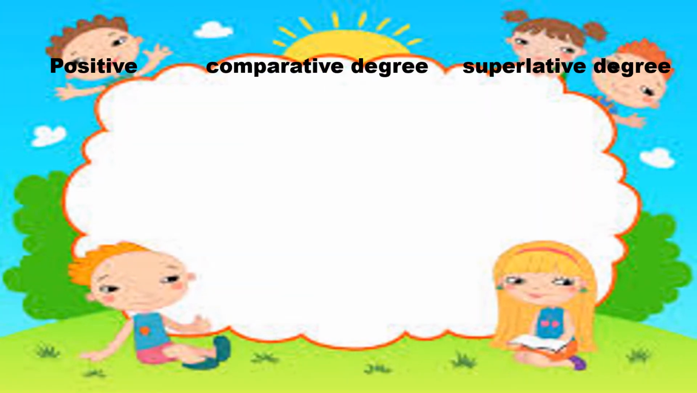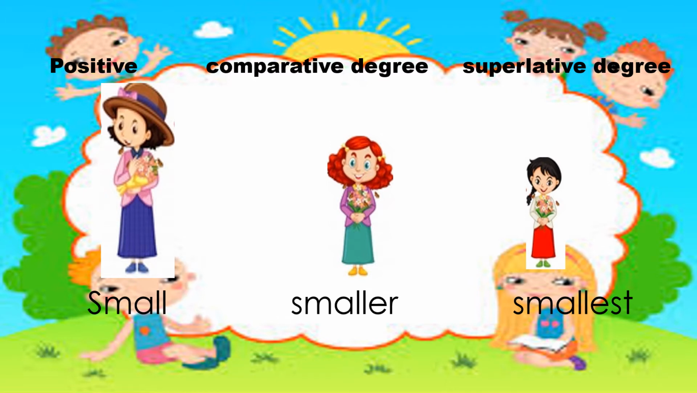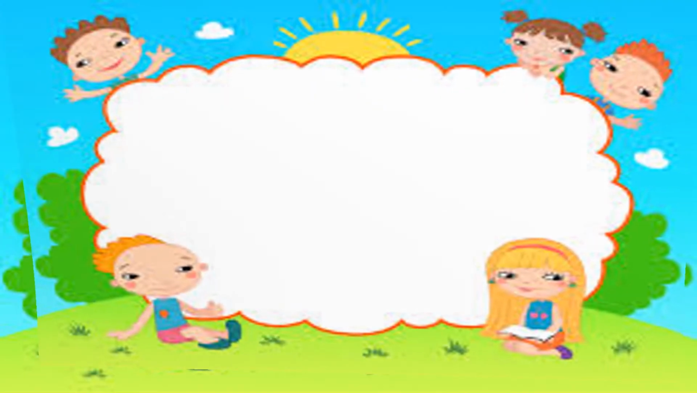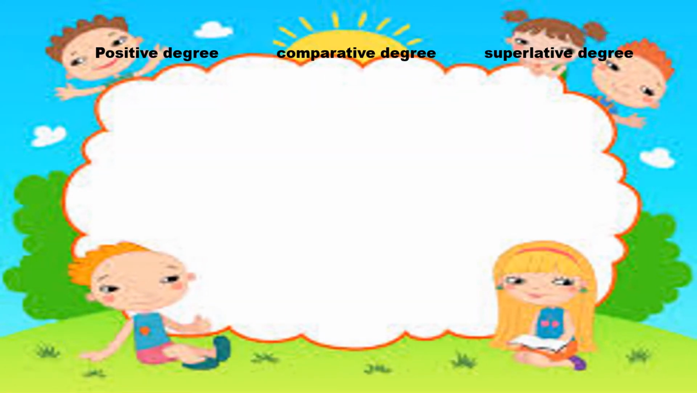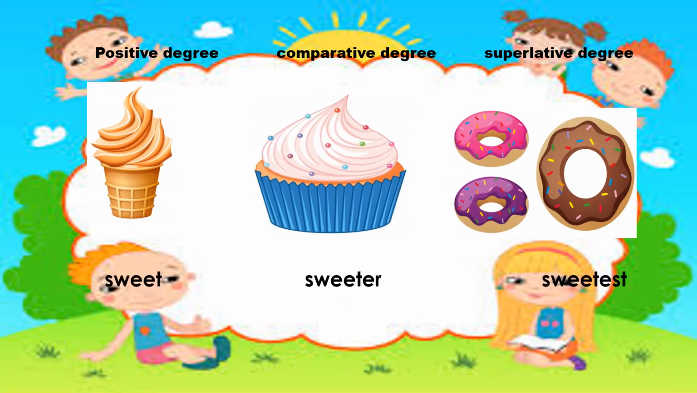Come on, let's have more positive, comparative, and superlative degrees. The positive word for this is small. Small, smaller, smallest. Another: we have sweet, sweeter, sweetest.